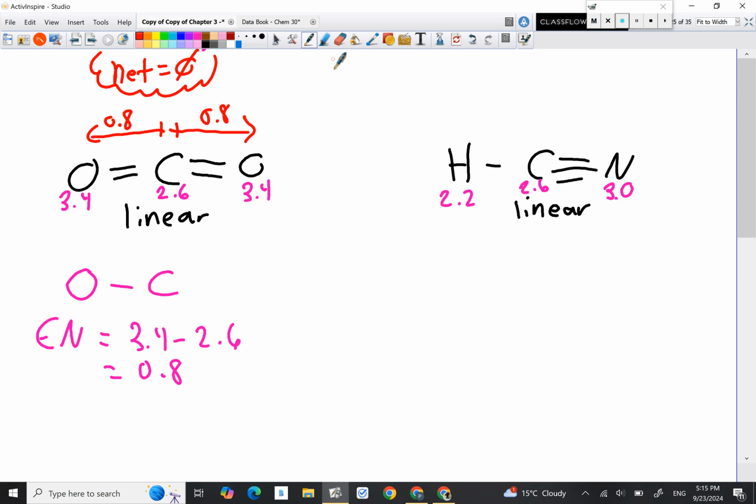I know there's no units to this, but that's why they cancel out, and this linear molecule right here, CO2, is going to be non-polar for that reason.